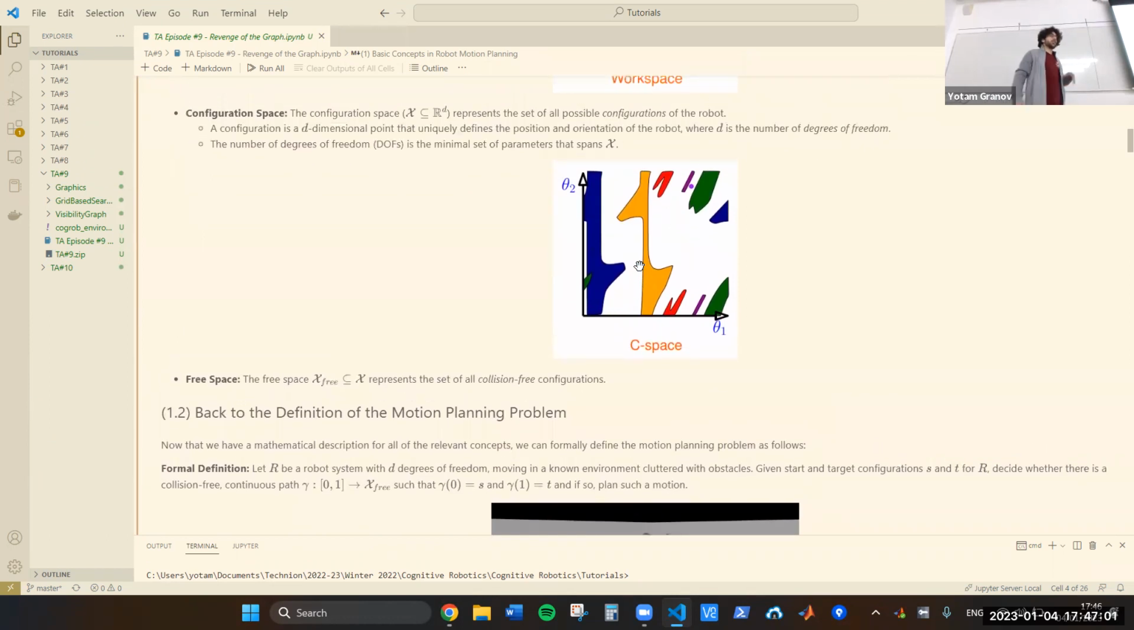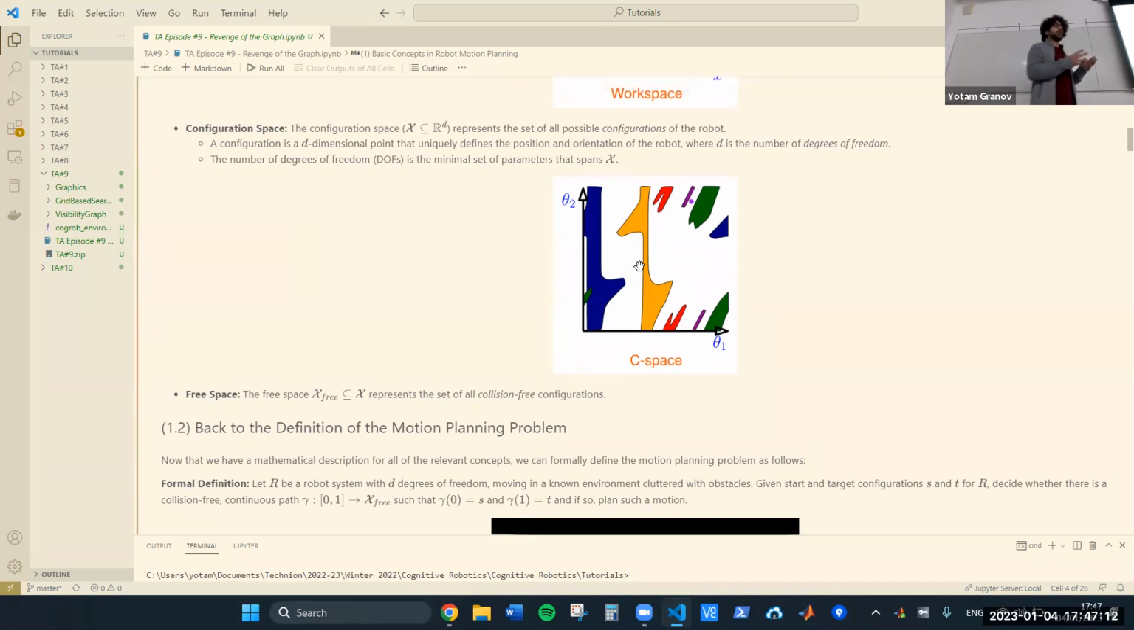And the free space, which is the part that we like the most because it means no collisions, is all this white area. That's the space where the robot is not colliding with anything. And it's defined in the C-space. So it's the set of values for the degrees of freedom of the robot, for the joint values, for example, that ensure that it doesn't collide with anything.